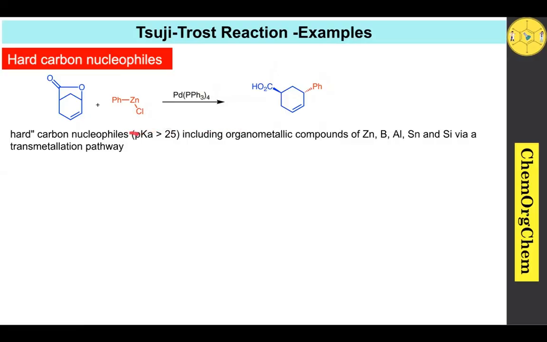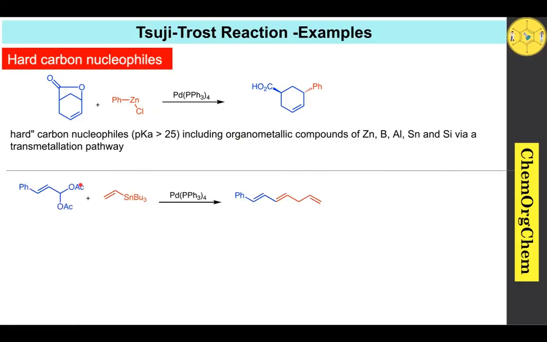So here hard carbon nucleophiles means pKa more than 25. We can say that hard carbon nucleophiles include organometallic compounds such as organo-zinc, organoborane, organoaluminium, organo-tin and organosilane compounds. So all those substrates undergo the transmetallation pathway. Let's see one more example.